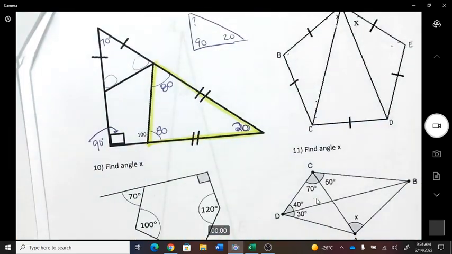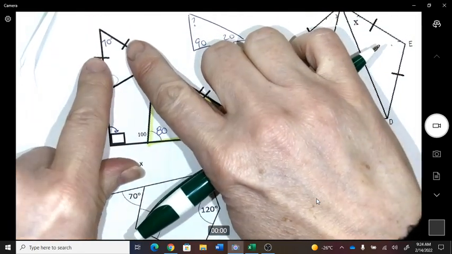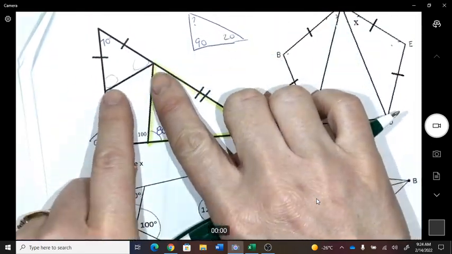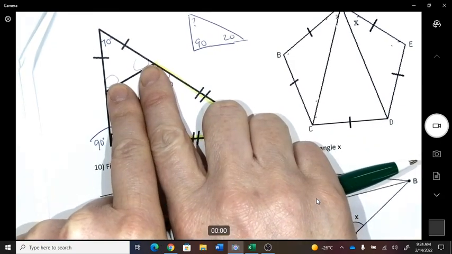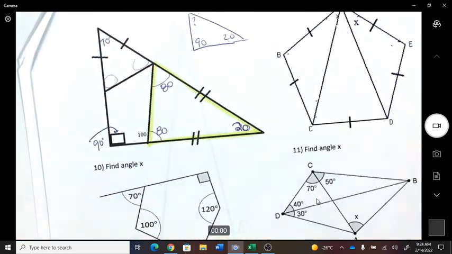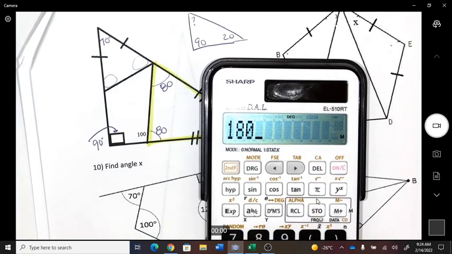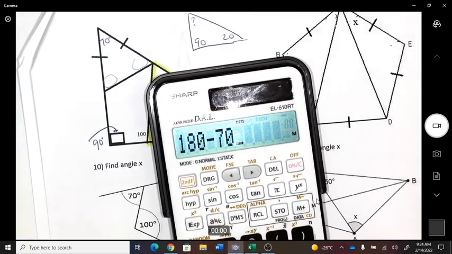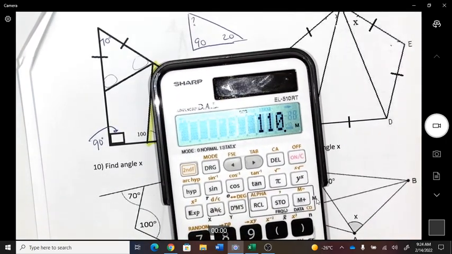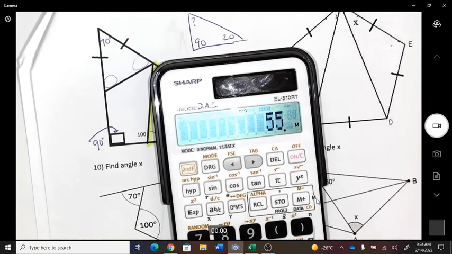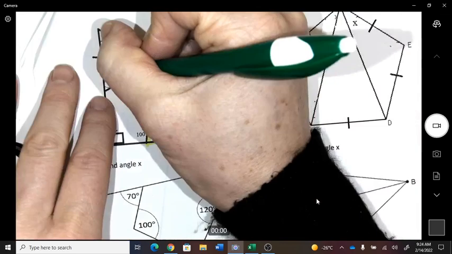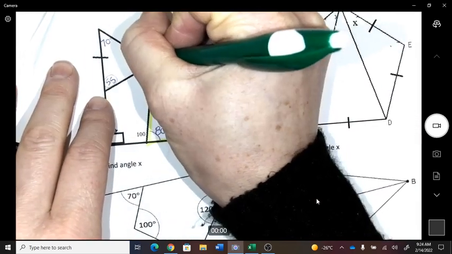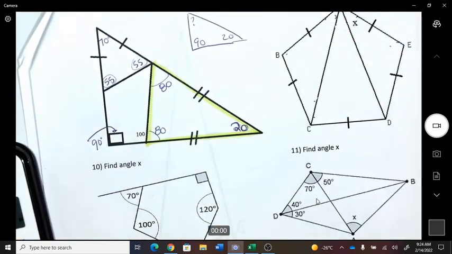Okay, now I'm going to work with this triangle. So I know that that and that have the same side. So these angles are the same. So 180 subtract 70 leaves me with 110, right? But I have to cut it in half, divide it by 2. So therefore each one will be 55.